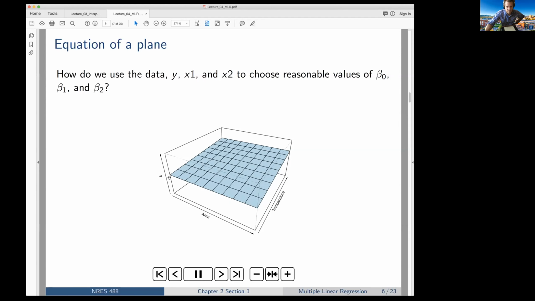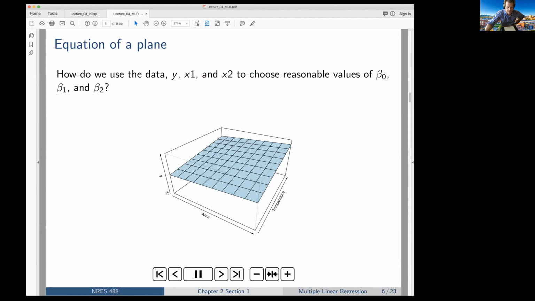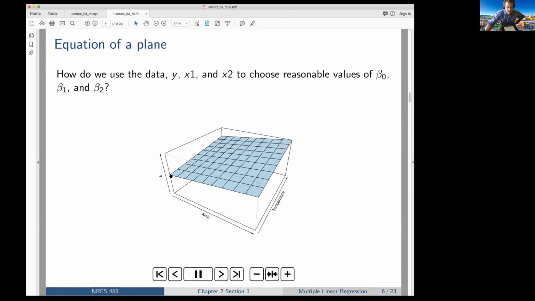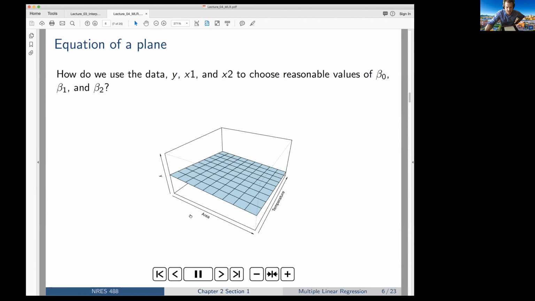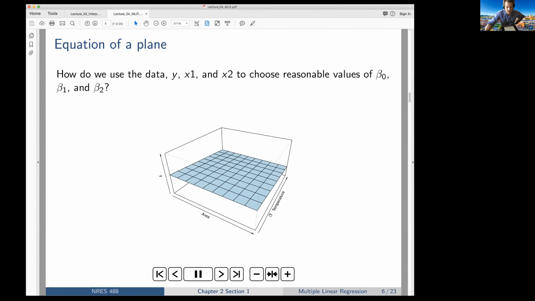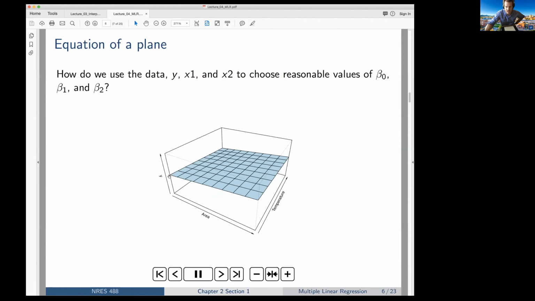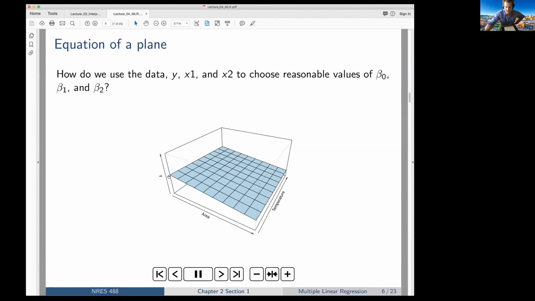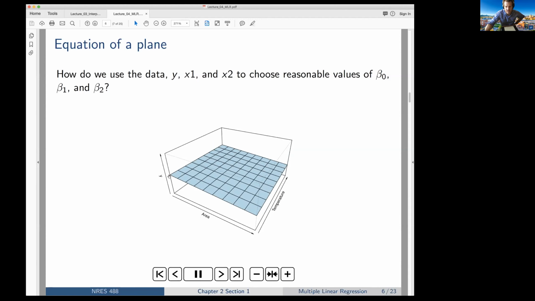Now, what are those parameters? How do those parameters relate to here? Beta 0 is still the intercept here. It's when area equals 0 and temperature equals 0. Where does this value cross the y-axis? So here's our beta 0.